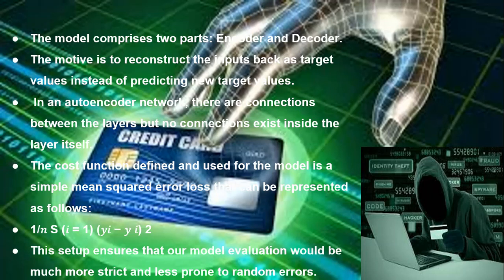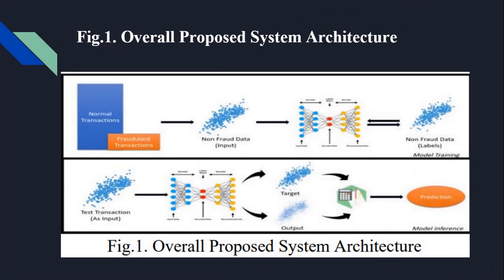And the motive is to reconstruct the inputs back to a target value instead of predicting new target values. For example, in the overall proposed system architecture, I just want to predict only the target input. I don't want to go back through the architecture, and I don't want to predict the input again as we have seen in the output here. My motto is to only predict the targeted value.